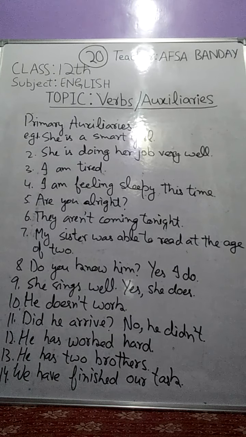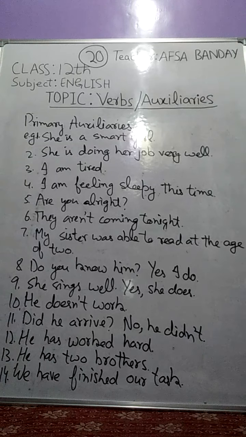In example number 3, we say I am tired, so am acts as the main verb. While in example number 4, I am feeling sleepy this time, am here acts as a helping verb. Similarly, have a look at example number 5. We say, are you all right? Here are acts as a main verb. And in example number 6, they aren't coming tonight, it acts as a helping verb.